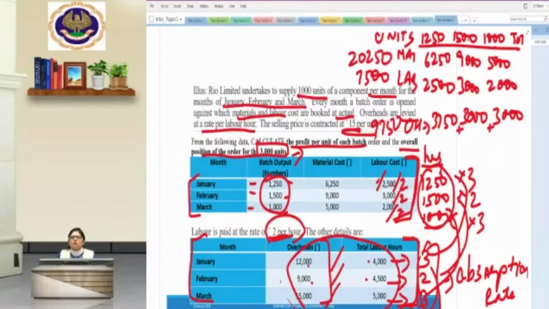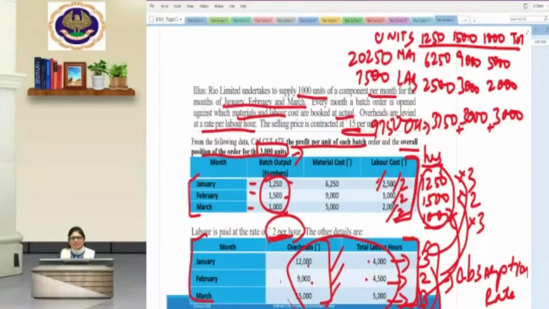Any doubts so far, students? Please be ready with total sales, the total cost, and total profit. That means month-wise also and total also. Complete the question month-wise also and total also. All the three things. Total cost we have calculated: material, labor, and overheads.